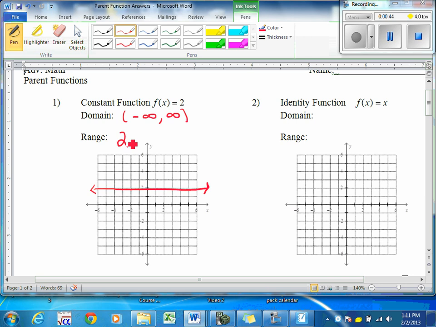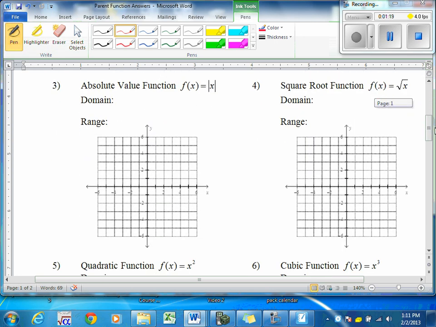The identity function, f of x equals x. This is a line with a slope of 1 through the origin as my y-intercept. So this is just a kind of a diagonal right at 45. My domain is all real numbers, and my range is all real numbers. And really, any line is just a take off of that graph.